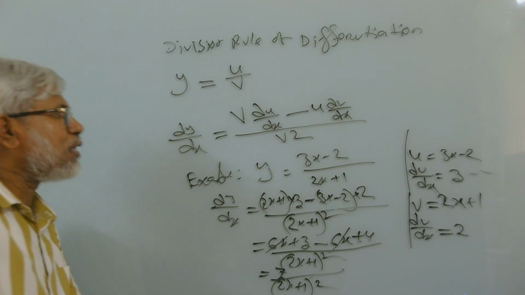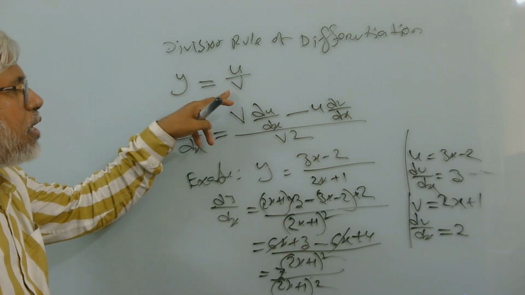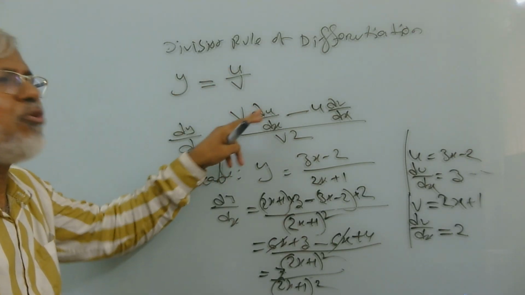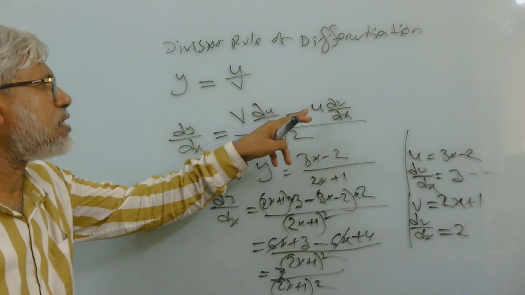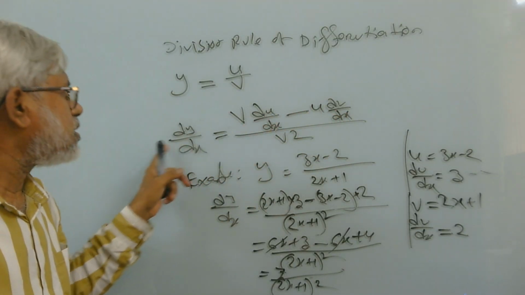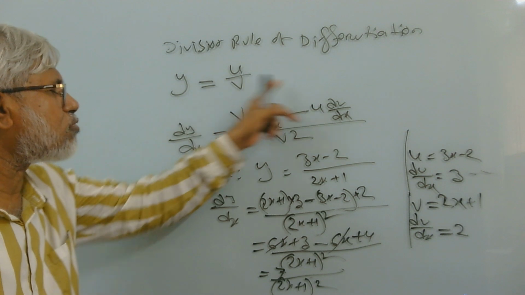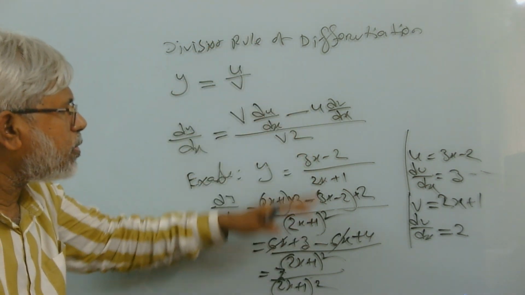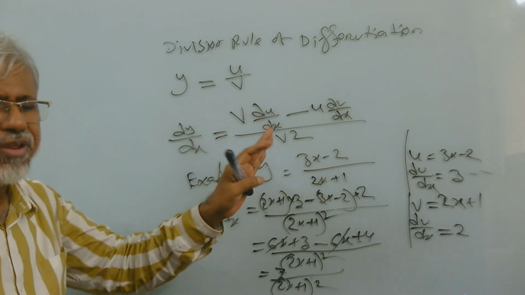Clear? Yes. U by V means dy by dx V du by dx minus U dv by dx divided by V square. Just formula. If you memorize this formula, then any type of math of division rule will be very, very easy.